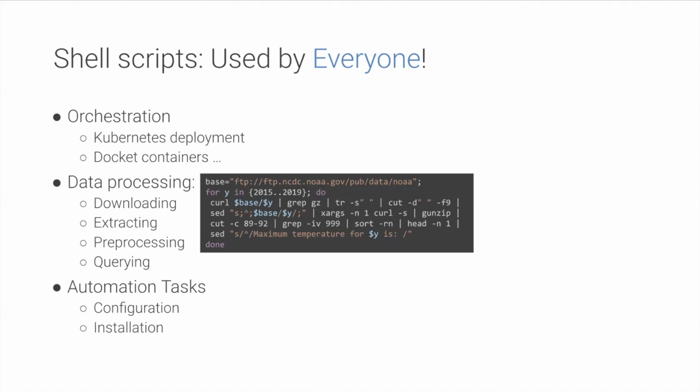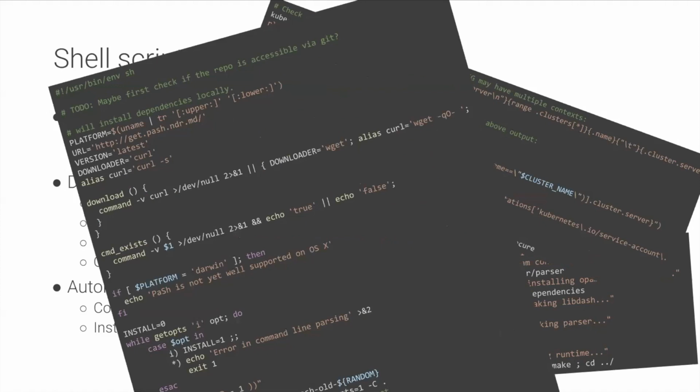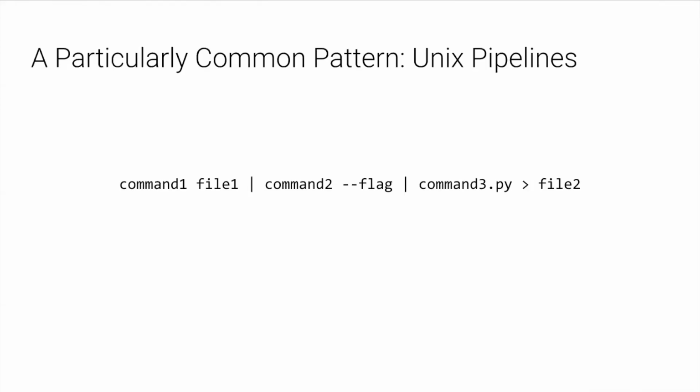Here's another script, a fragment from Pash's cross-platform installation configuration scripts. Here's a fragment of a container deployment script. Here's another script, and here's another script, all of which are supposed to convince you about the ubiquity of shell scripts. A particularly common programming pattern in shell scripting is what's commonly referred to as Unix pipelines.